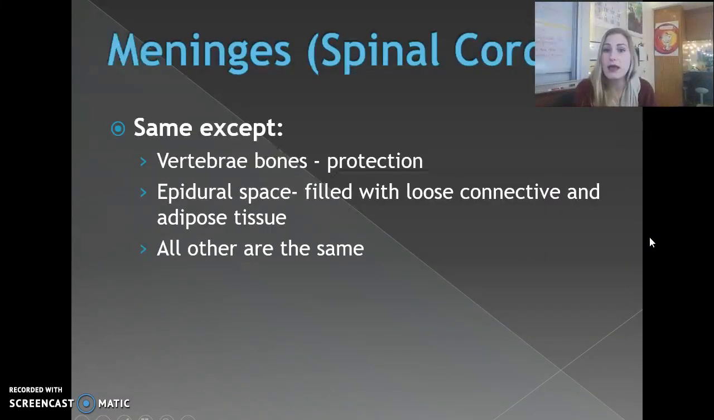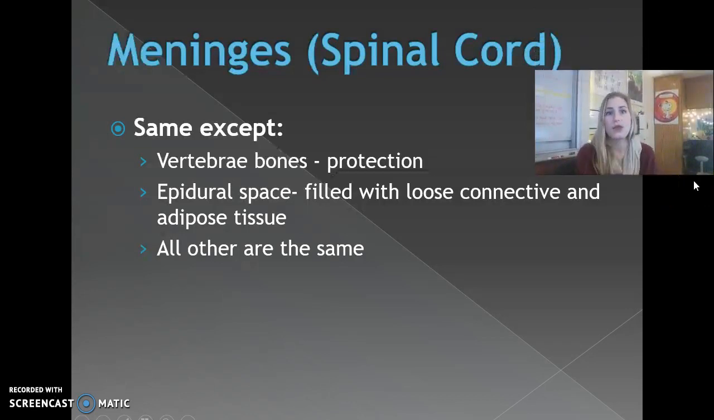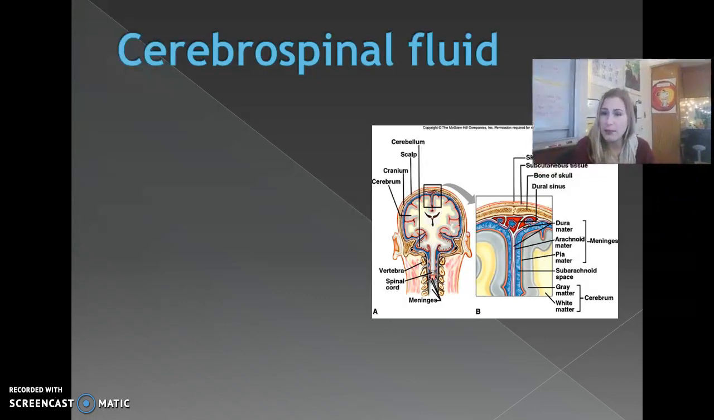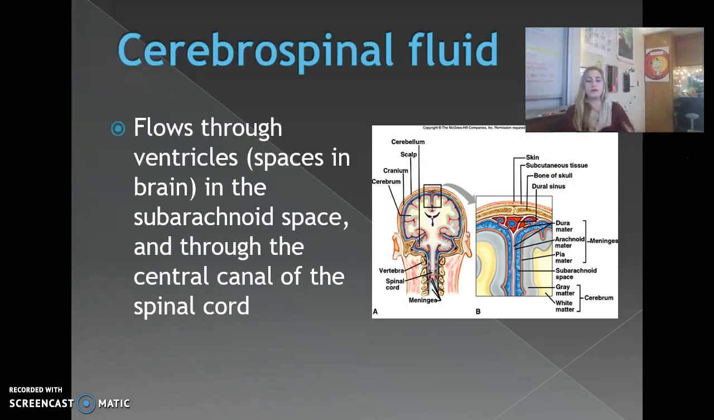So our meninges, and this is going to be specific for the spinal cord. We have these all the way around, including our vertebral bones for protection, the epidural space, which is going to be where that loose connective and adipose tissue is, and our cerebral spinal fluid. You may have heard of this before. The cerebral spinal fluid is the fluid that surrounds our brain. So cerebro being brain, and spinal, this is the fluid that is in our brain and surrounding our spinal cord.